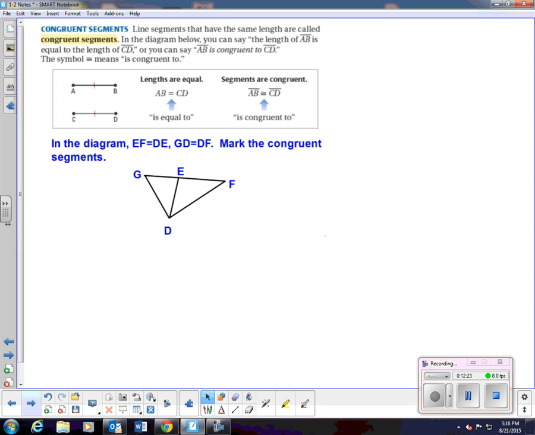Okay, so in this diagram, it says EF is equal to DE. So we show that by putting a mark right there on DE and EF, one tick mark. It also says GD is congruent to DF. So that's a different set. So we choose a double mark, and DF has a double mark. So this is a way to mark different things congruent. So when you see that in pictures, or when you're given information, you've got to work it into a picture. Make sure you mark things like that. It will help you to see stuff.